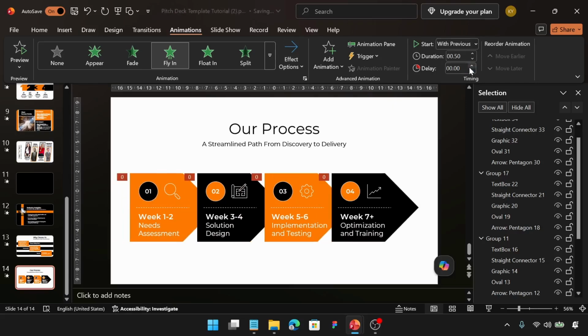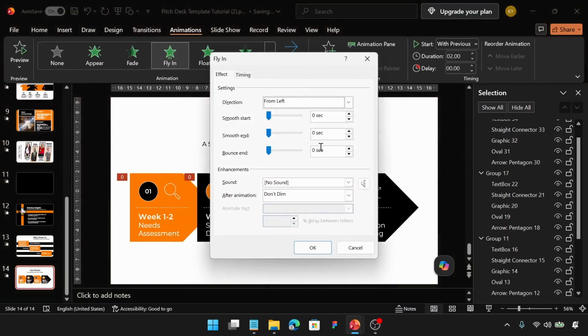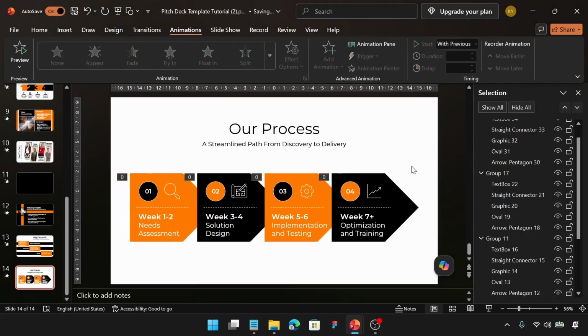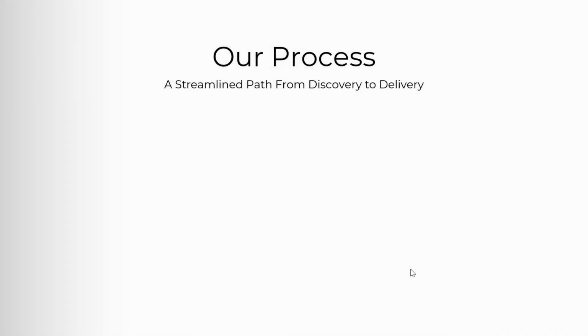Start is going to be with previous. Duration is going to be 2 seconds. Let's expand this, and then we are going to make the bounce end 0.6, and yeah, this is what we are going to have. Let's just take a moment to see what our slide looks like in the slideshow view. So I'm going to start from here, and there we have it.